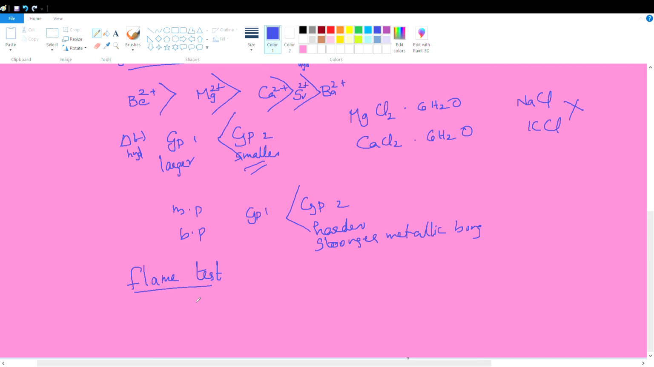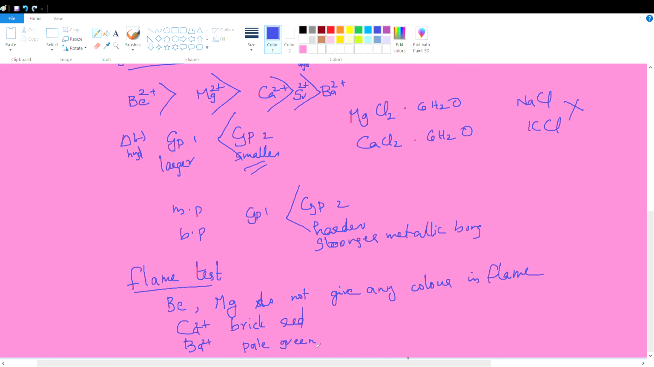The first 2 members, that is beryllium and magnesium, do not give any color. They do not give flame test. Means do not give any color in the flame. Cannot be detected by flame test. But the other elements, calcium salts show brick red color in the flame. Barium salts are pale green or apple green color in flame. Strontium is crimson red color. Strontium salts show crimson red color in the flame.